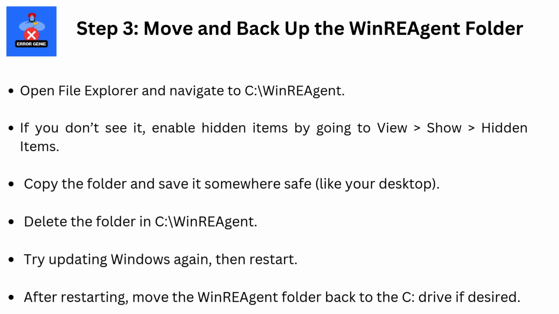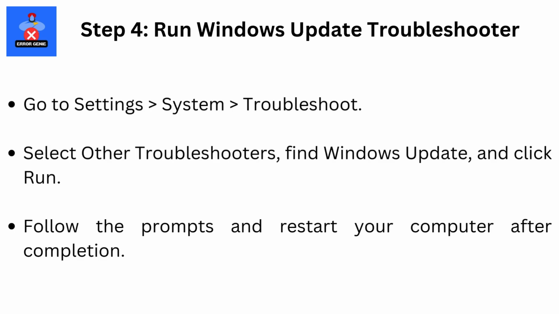Step 4. Run Windows Update Troubleshooter. Go to Settings, then System, then Troubleshoot. Select Other Troubleshooters, find Windows Update, and click Run. Follow the prompts and restart your computer after completion.